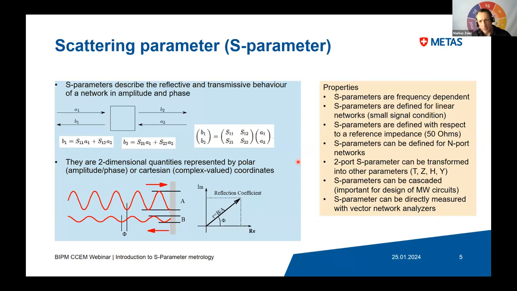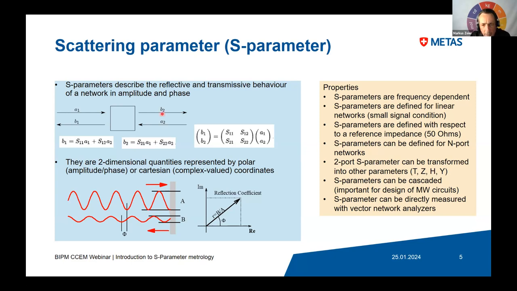So let me tell you what S-parameters are in a bit more detail. They describe the reflective and transmissive behavior of a network in amplitude and phase. So this is important. It's a two-dimensional quantity, and this two-dimensional quantity can either be represented by polar coordinates in amplitude and phase, or by Cartesian coordinates as complex-valued quantities with real and imaginary parts.